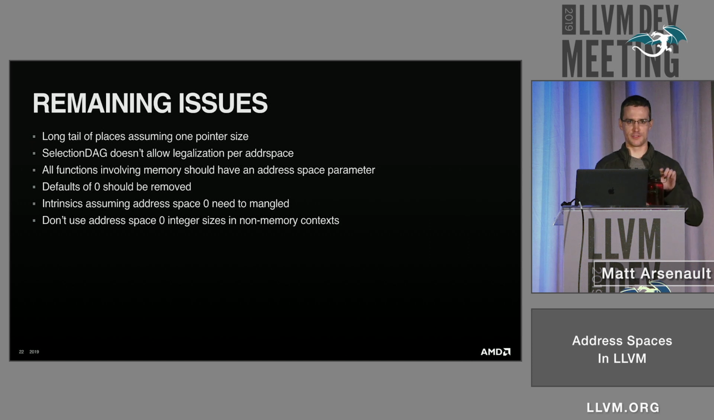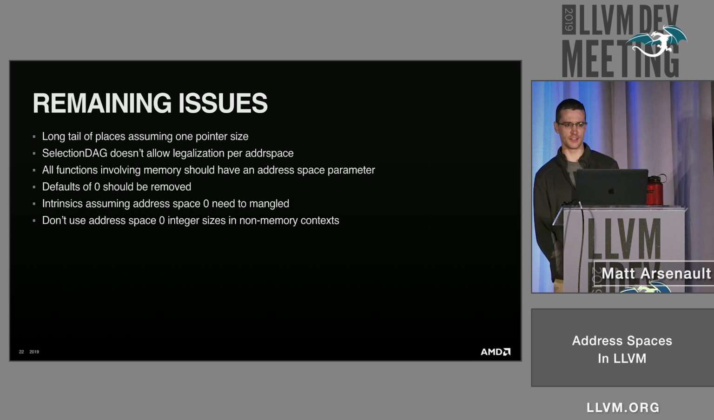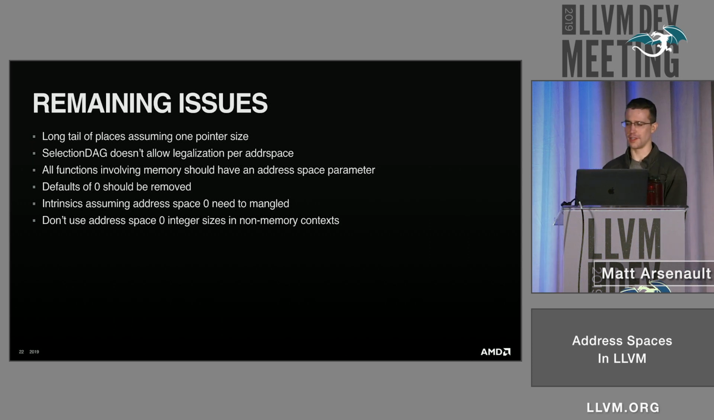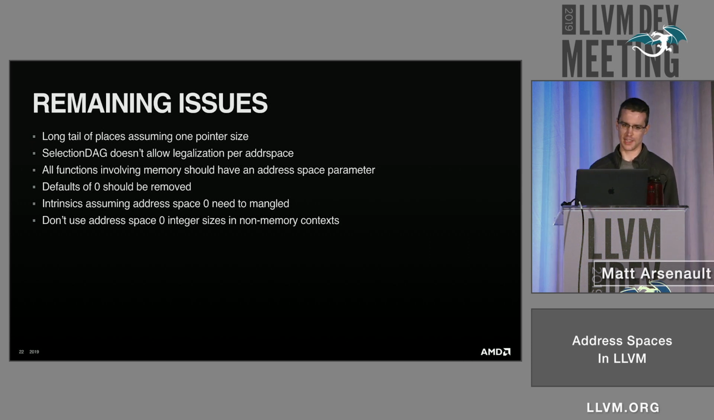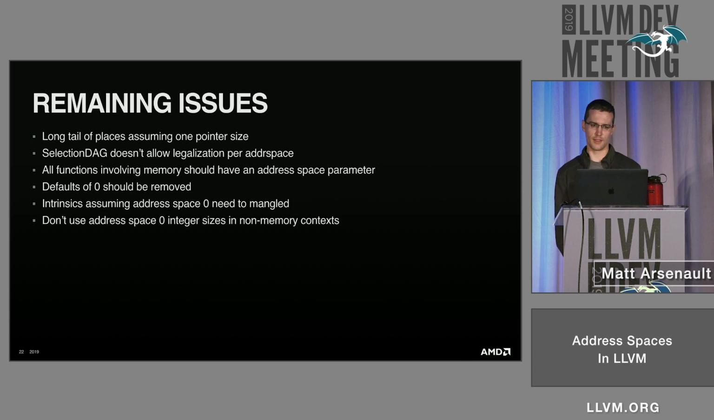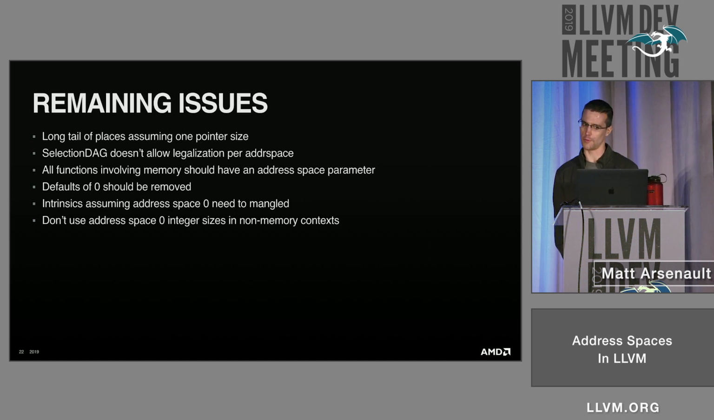So our address space needs are mostly met now, but there's a long tail of minor issues. There's a long tail of places that assume one pointer size. SelectionDAG doesn't allow legalization for address spaces, which is a real painful point, but we're fixing this by getting rid of it. GlobalISel doesn't have these problems. There are functions that involve memory that don't use an address space parameter. However, they all need to have one. If you're doing anything in memory, you need to be aware of what the address space is. It's nonsensical to ask any question involving memory without one.